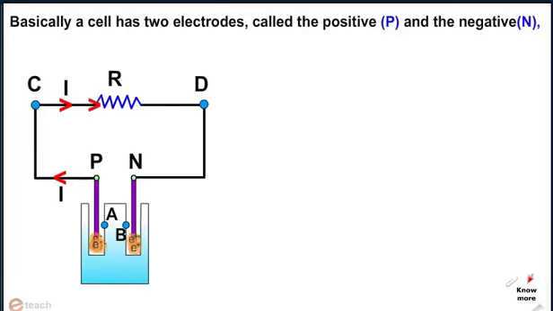EMF and resistance. A cell has two electrodes called the positive and the negative. There is a potential difference between the positive and negative electrode. This potential difference is called electromotive force.